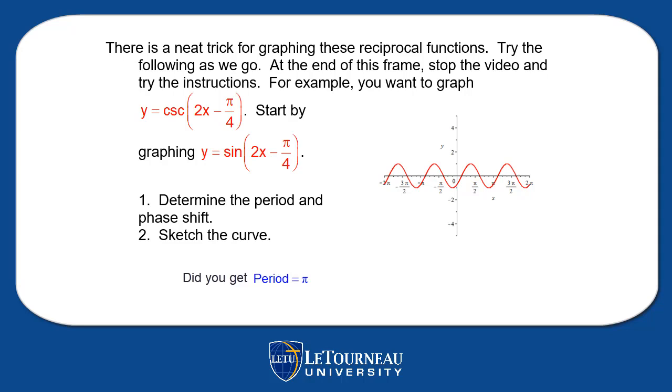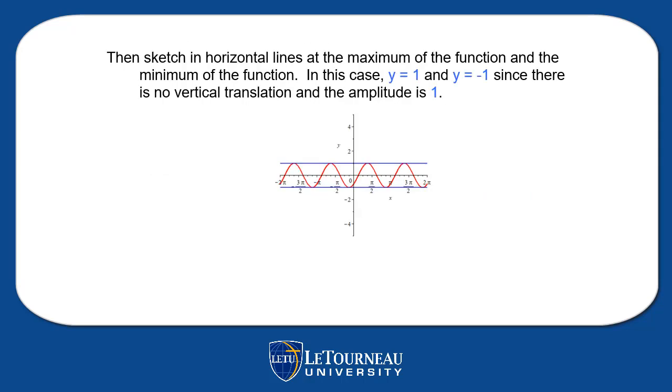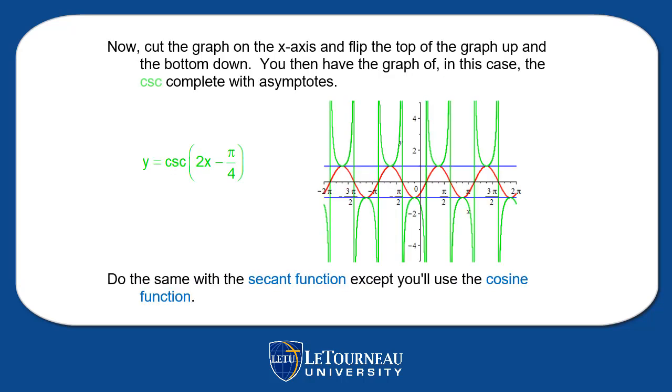Okay, did you get the period equals pi? And the phase shift equals c over b, which is pi over 4 over 2, or pi over 8. If not, stop the video and try again. Now, sketch in your horizontal lines at the maximum and the minimum of the function. In this case, y equals 1, y equals minus 1. Since there is no vertical translation and the amplitude is 1, stop the video and sketch.